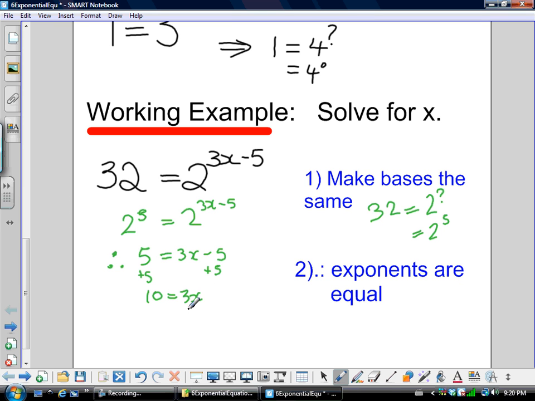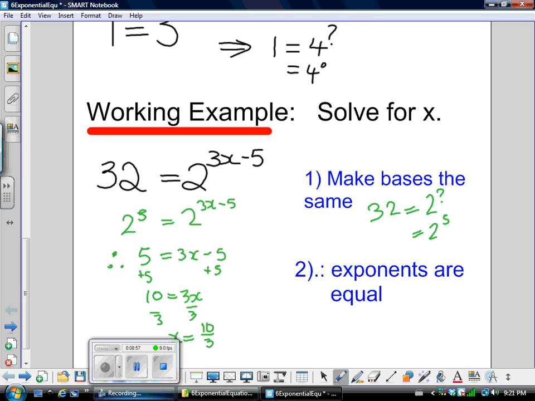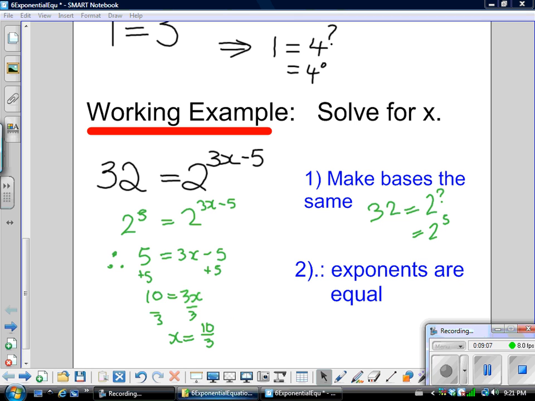Then to get x by itself, we're going to divide both sides by 3. And we're left with x equals 10 divided by 3, and we would leave it as an improper fraction. Okay, so I don't want to change that to a decimal, 3 point 1 repeating, I think it turns out to be. Or actually 3 point 3 repeating or something. So we want to leave it as a fraction. Okay, so we're going to do a few more questions and then you're off on your own.